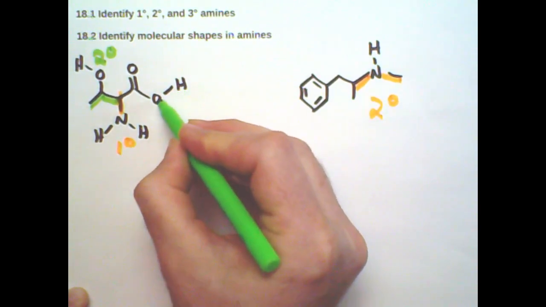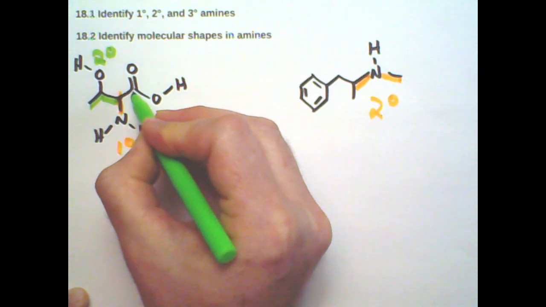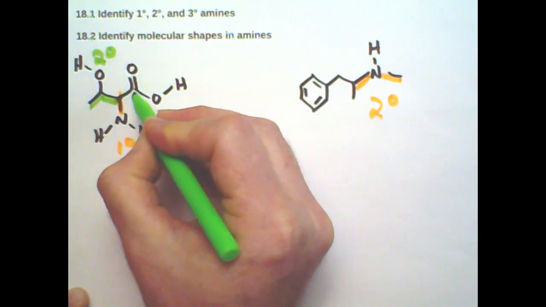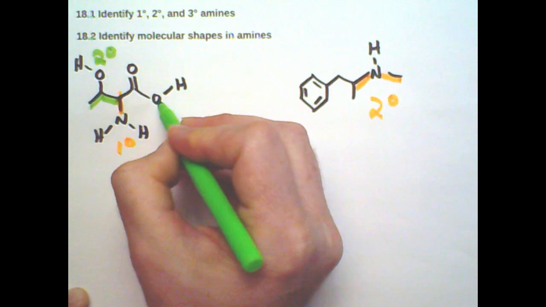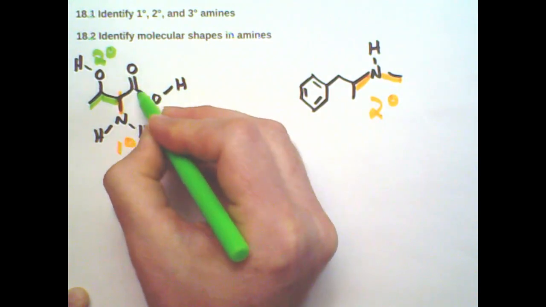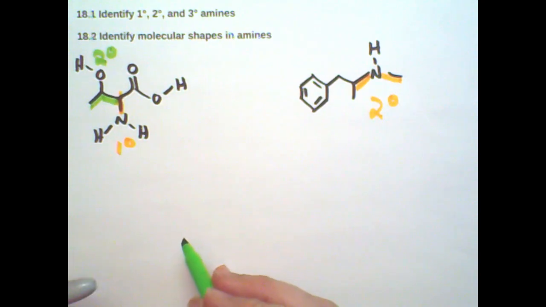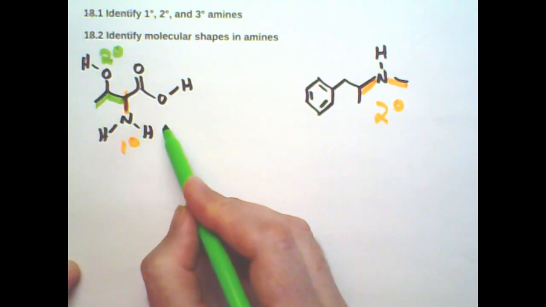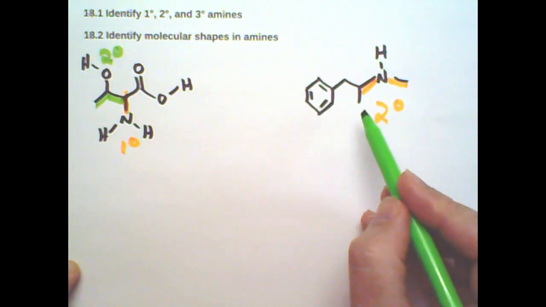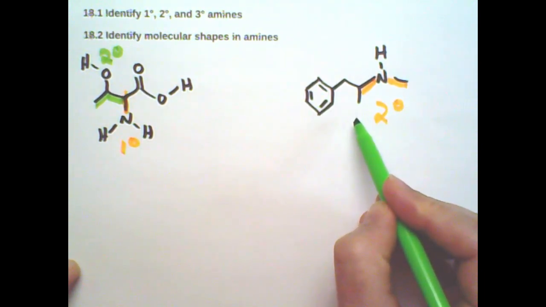Now what about this alcohol? Go to the carbon, it's attached to one carbon and one carbonyl. It is not an alcohol at all. It is part of a carboxylic acid. So this is the amino acid threonine. This molecule over here is methamphetamine.